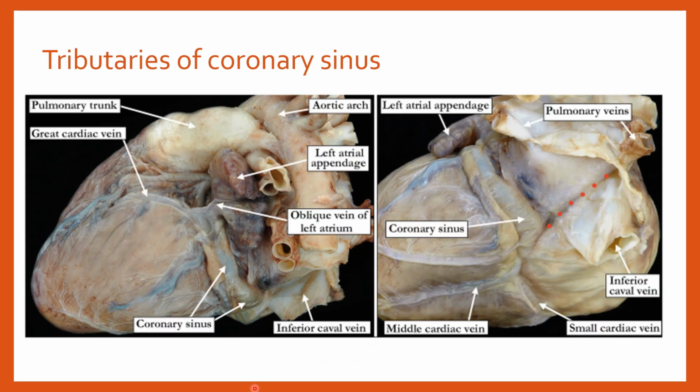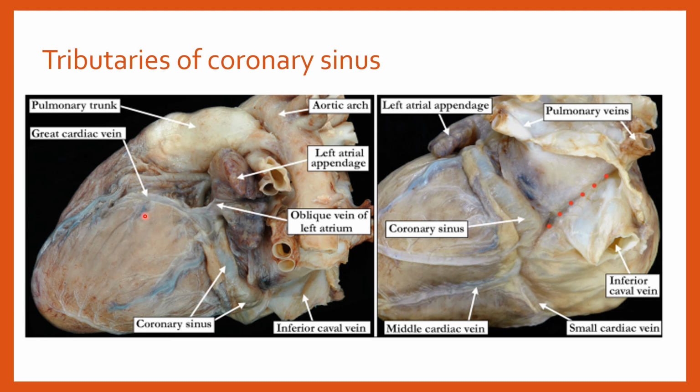Now let's look at the tributaries of the coronary sinus. We have the great cardiac vein, the oblique vein of the left atrium, the posterior vein of the left ventricle, the middle cardiac vein, and the small cardiac vein. All of these tributaries are provided with valves except for the oblique vein of the left atrium, because this doesn't drain against gravity.